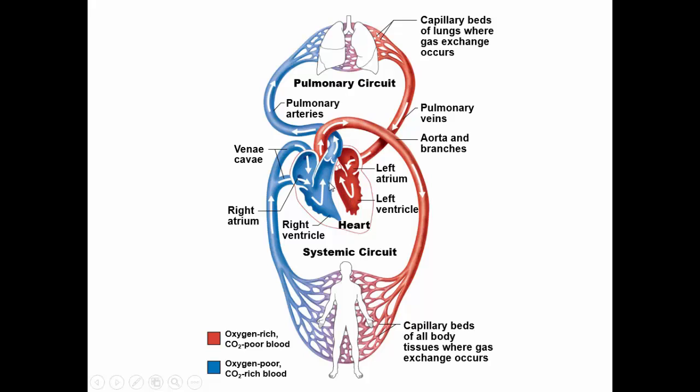The left side of the heart pumps the blood to the body for gas exchange, nutrient and waste exchange, and then the blood returns to the right side of the heart. This is known as the systemic circuit. This is a closed system. Right side pumps to lungs, returns back to the left side of the heart, which pumps to body, which returns back to the right side of the heart.